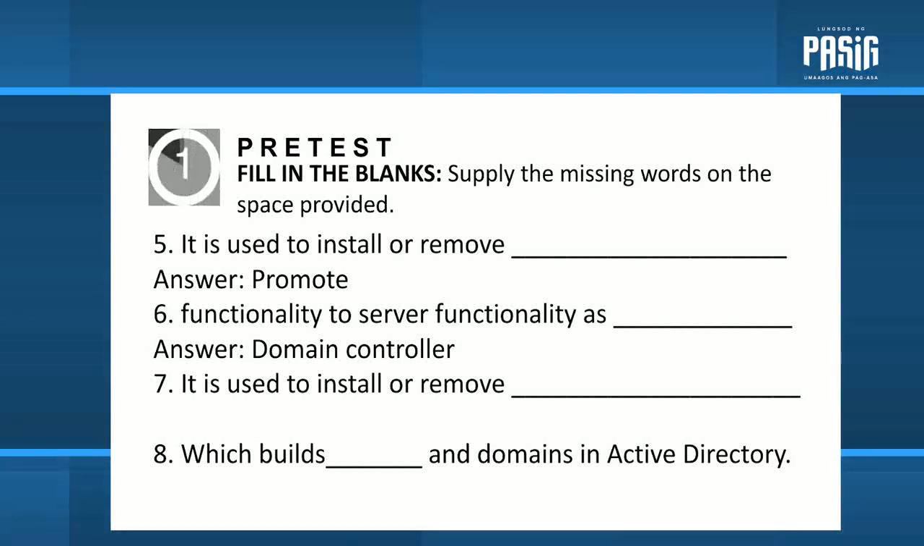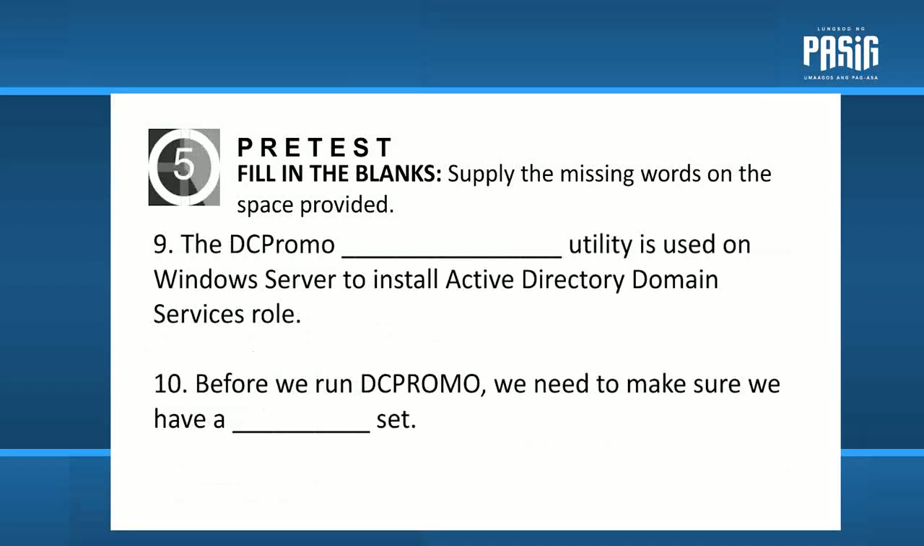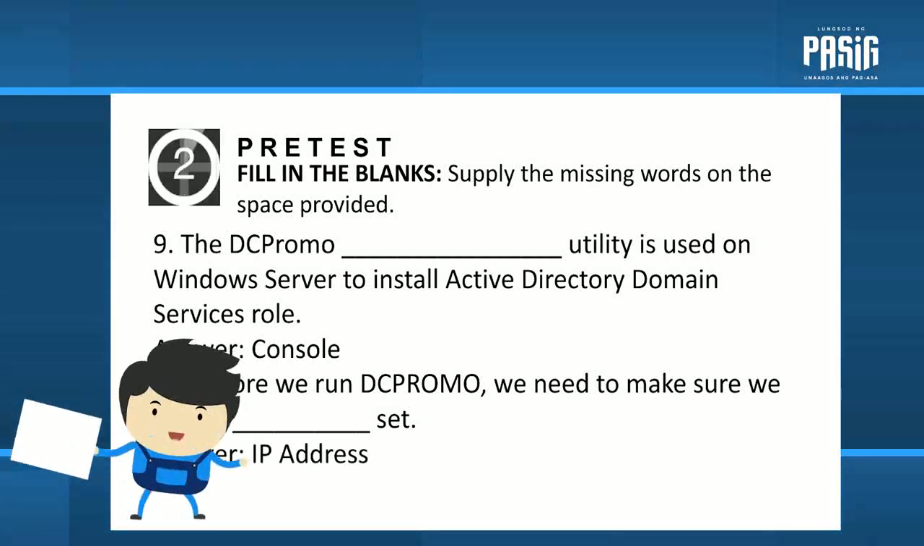Number 7. It is used to install or remove blank. The answer is ADDS. Number 8. Which builds blank and domains in Active Directory? The answer is Forest. Number 9. The DCPromo blank utility is used on Windows Server to install Active Directory Domain Services role. The answer is Console. Number 10. Before we run DCPromo, we need to make sure we have a blank set. The answer is IP address.